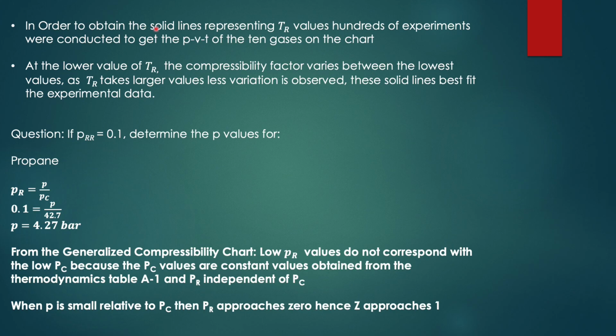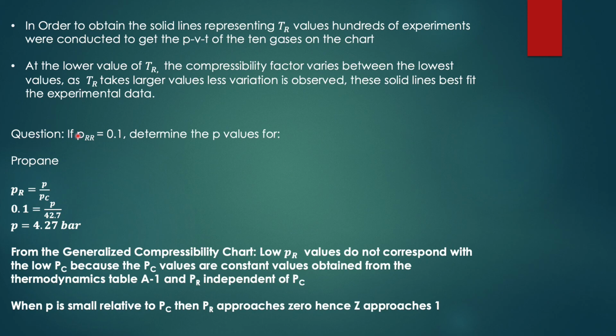Now let's talk more about the compressibility chart. In order to obtain the solid lines representing TR values, hundreds of experiments were conducted to get the PVT of the 10 gases on the chart. At the lower value of TR, the compressibility factor varies between the lowest values. As TR takes larger values, less variation is observed. These solid lines best fit the experimental data.